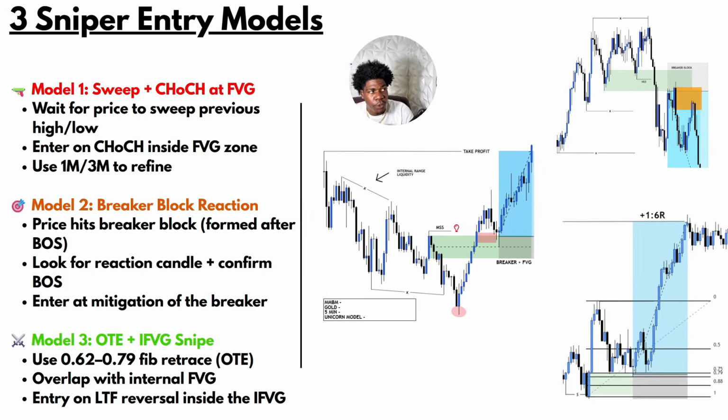Now let's get into 3 sniper entry models. First, we have model 1, the sweep plus the change of character at a fair value gap. We wait for price to sweep the previous old highs or old lows. That's number 1. We enter on the change of character inside of a fair value gap zone. That's number 2. And we use the 1 minute, the 3 minute, or the 5 minute time frames.